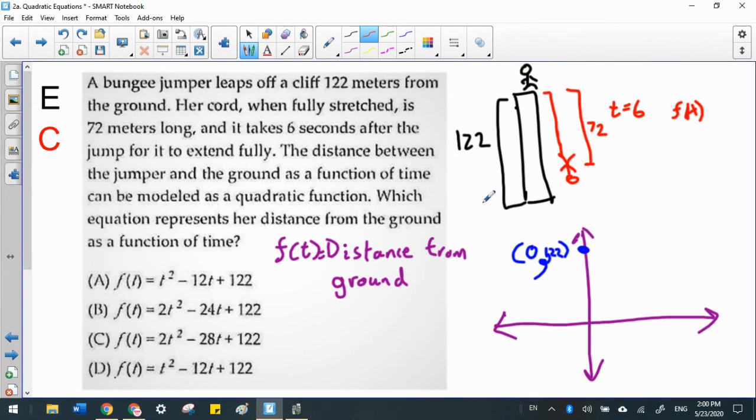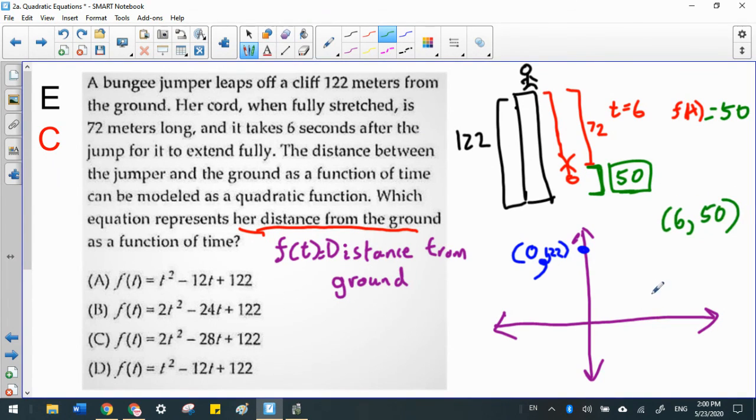So f of t is supposed to represent her distance from the ground. And her distance from the ground, when you look at this picture, isn't the 72 meters, it's this distance, right? Which means to get that distance, I have to take the 122, subtract the 72, and then recognize that at that point, f of t is actually equal to 50. So one coordinate we have in this situation is 6, 50, which is something we can plug into each equation to find out which one contains the point (6, 50).